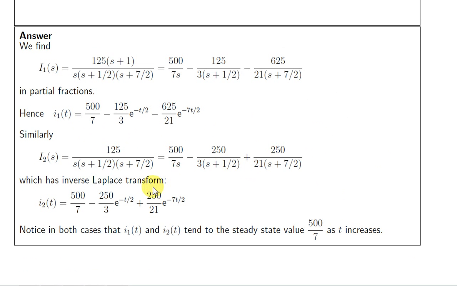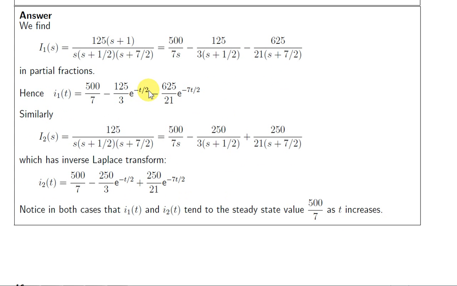So we get the inverse transform of each of these, and they've got the same form as these here. The inverse transform of 1 over s is 1. The inverse transform of 1 over s plus a half is e to the minus a half t, and for the last term the inverse transform is e to the minus 7 halves t, and we just have to stick in the constants in front.